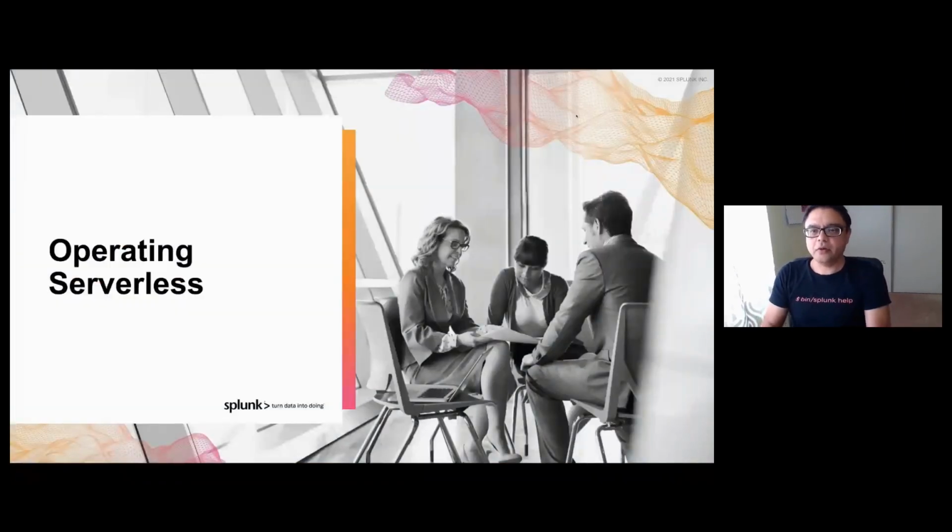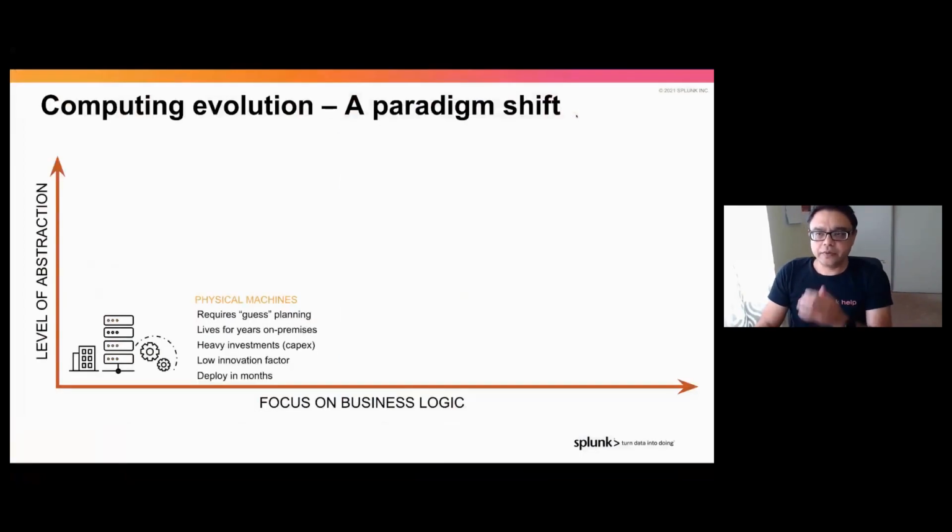So let's talk about operating serverless functions. What are the differences as compared to running your code in VMs or bare metal servers? What are some of the challenges that you might face when you are running serverless applications, and how do you go about monitoring and observability in a serverless environment? So to recap, what is the evolution of computing? Basically, a serverless function is running on a computer somewhere in the cloud, on the AWS side. But where did we come from?